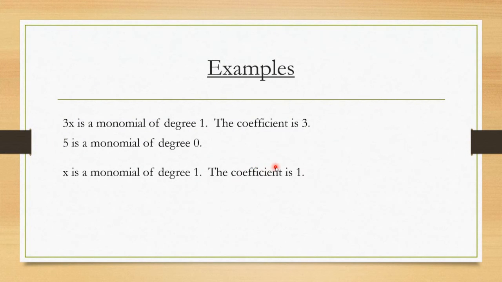Are there any questions about this? Yeah? So basically, where it says 5 is a monomial of degree 0, just because it has no x, that means the degree is 0? It's because there's no x here, that's why. Right, that's what I meant to say. But if there's an x there, then the degree will be 1. Well, if there's an x here, then the degree would be the power of x, whatever that exponent is. Okay, cool.